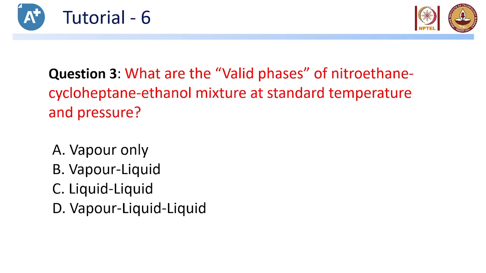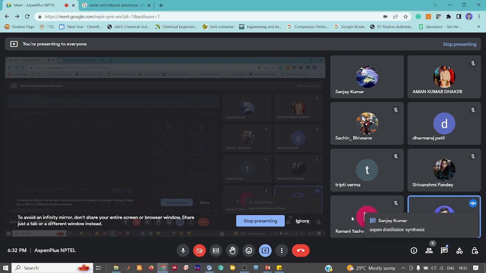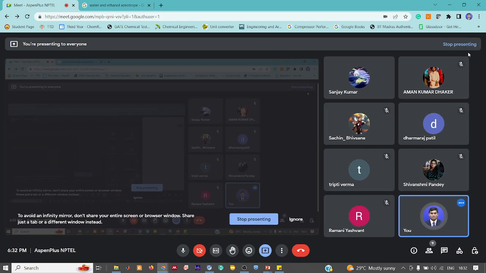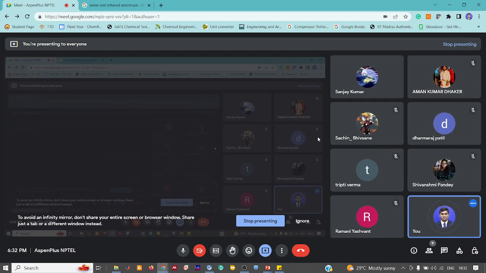How do we know what the given components are exhibiting, whether it's VLE or VLLE? How do we identify that? No, we are talking of identification of their exhibition, not about the distillation sequencing. That comes much later, distillation sequencing.